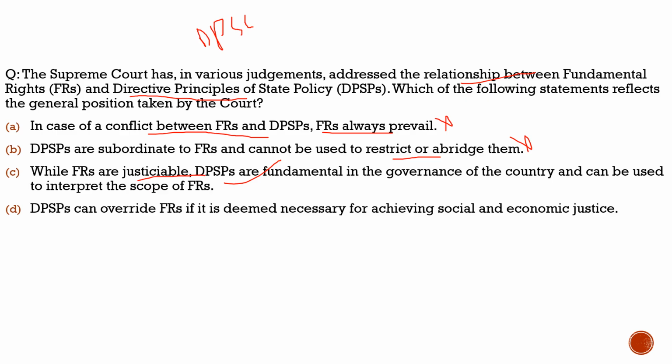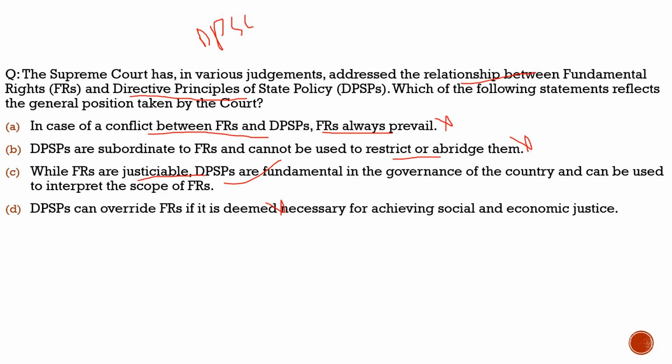So with respect to this question, the correct statement would be option C: fundamental rights are justiciable, DPSPs are fundamental in the governance of the country and can be used to interpret the scope of the fundamental rights. This is the proper stand which the judiciary has taken over the DPSPs. With this, I hope you have understood the relationship between the fundamental rights and the DPSPs.